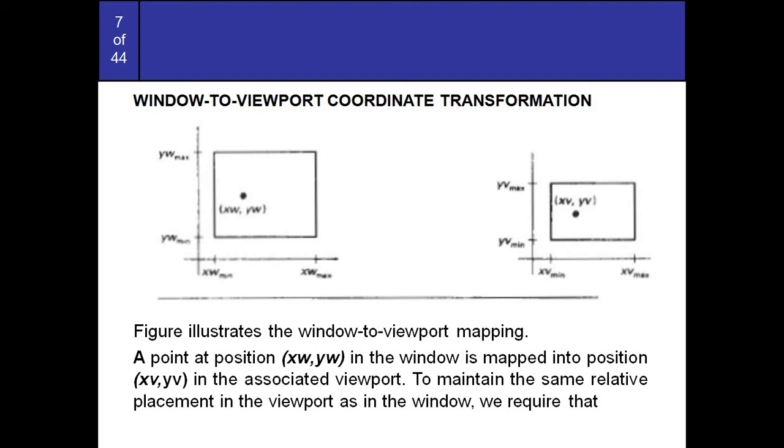There is a point in the window having coordinates xw and yw. This point in the window coordinate system has the coordinates xw and yw, and it is mapped onto the position xv and yv in the viewport coordinate system. To maintain the same relative placement in the viewport as in the window, we require that these equations be equal. That is, the relative aspect ratio has to be equal between the coordinates of the viewport system and the coordinates of the world coordinate system.